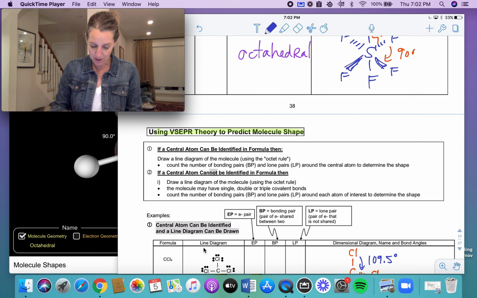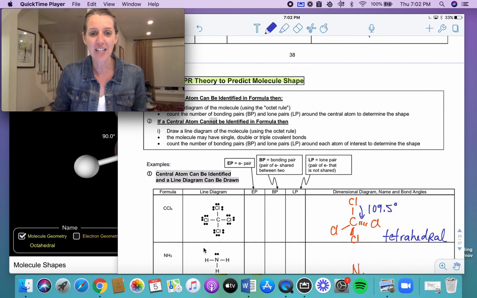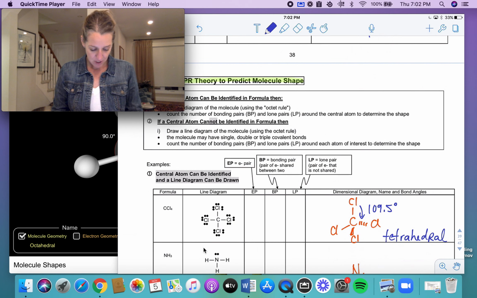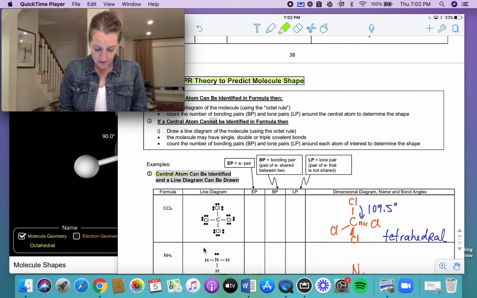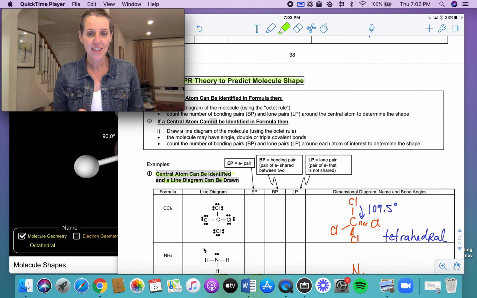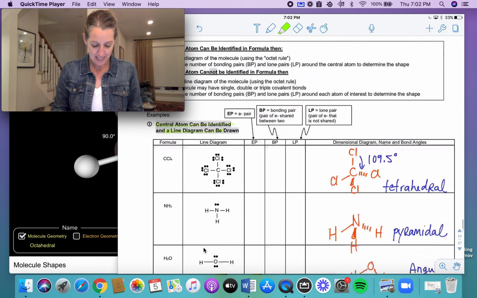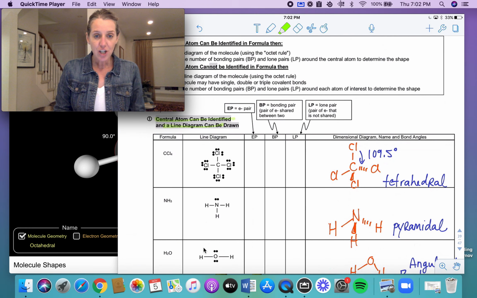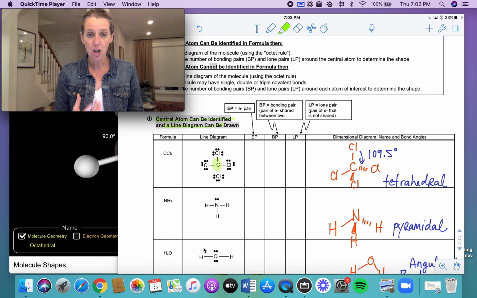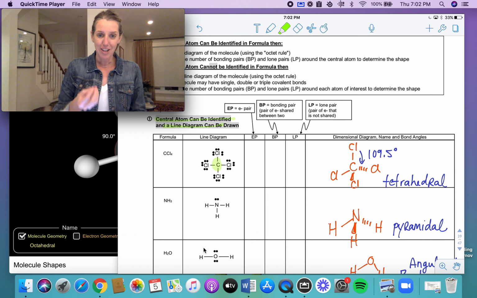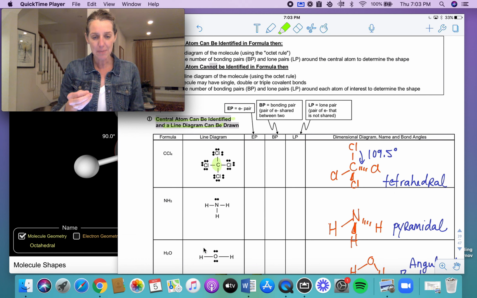I already filled in part of this note, so it shouldn't take us too long. But the first example on this page right here are for ones where you can identify the center atom. Just have a look at the examples that you've got. Clearly, carbon tetrachloride. Carbon is the center atom, and you know that. You can do a Lewis dot structure. We've already done that. You can draw a line diagram. Here we go. Now let's move on to figuring out what the shape of that molecule is going to be.